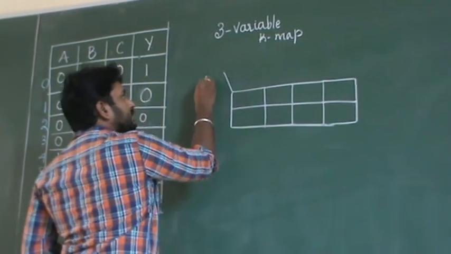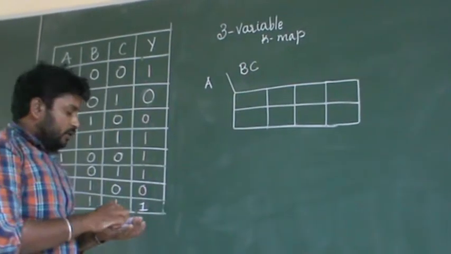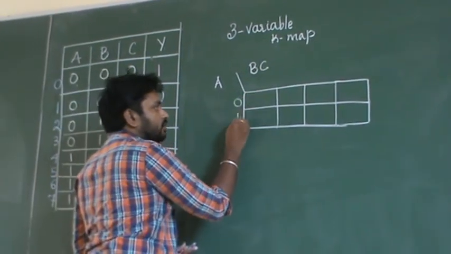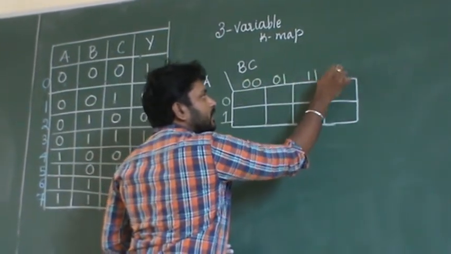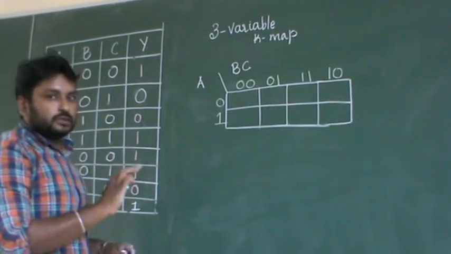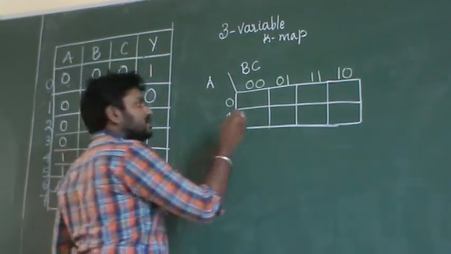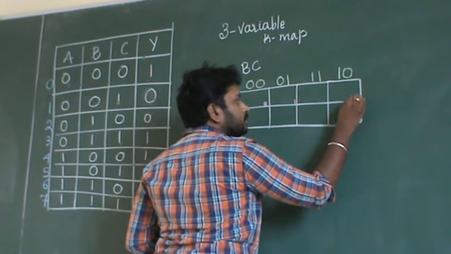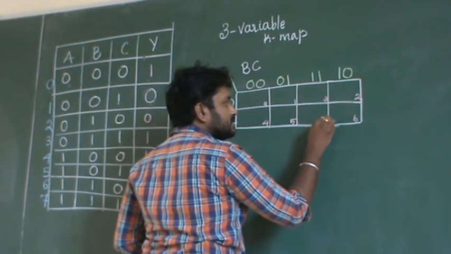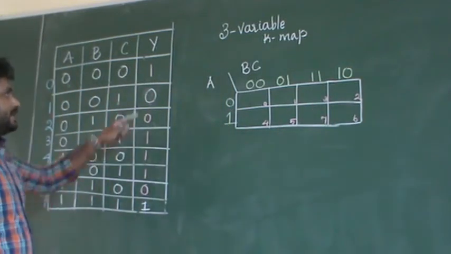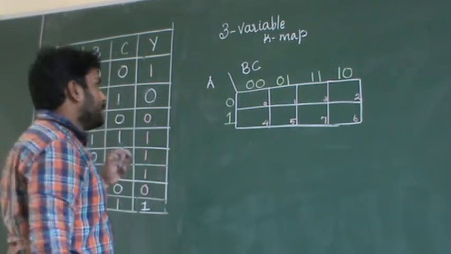Towards the left side you are taking A, and towards the right side you are taking B and C. Now your A can take either 0 or 1, and your BC can take 0 0, 0 1, 1 1 or 1 0. You know why I am taking all those; I have already explained. Now I will start numbering it: 0, 1, 2, 3, 4, 5, 6, 7. Now I will fill whatever is shown in the output side into the 3 variable K-map.